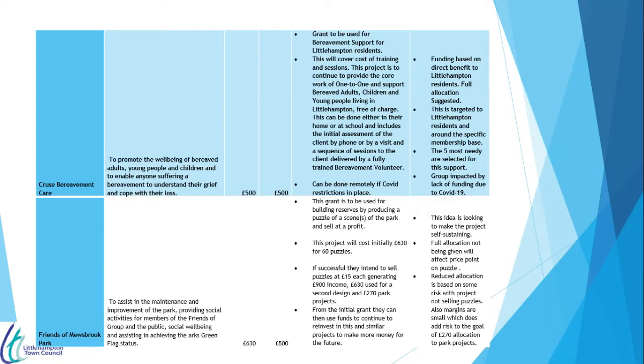From the initial grant, they can use the funds to continue to reinvest this in a similar project way and make more money for the future, becoming self-sustaining. This idea is looking to make the project self-sustaining. Full allocation not being given will affect price point on the puzzle. Reduced allocation is based on some risk with this project not selling the puzzles. Also, margins are small, which does add risk to the goal of £270 allocation to park projects.